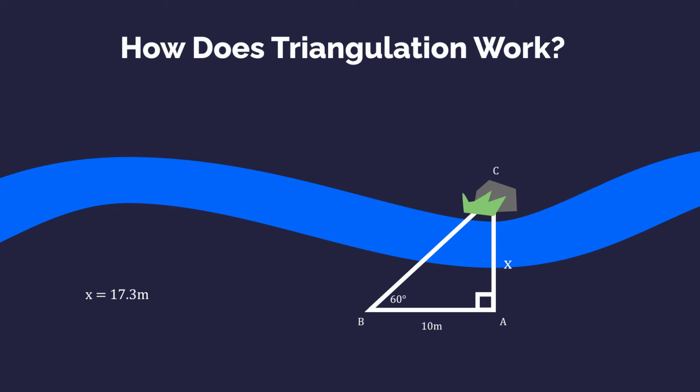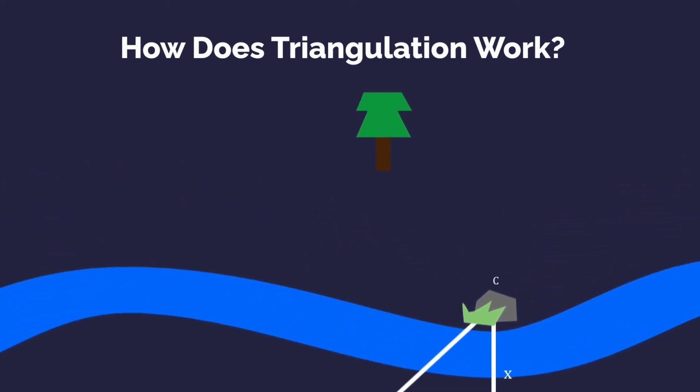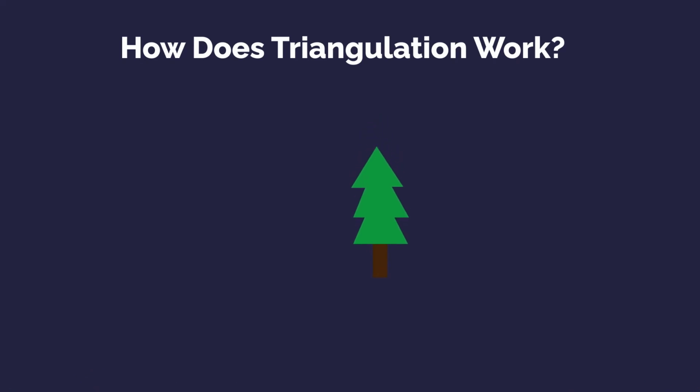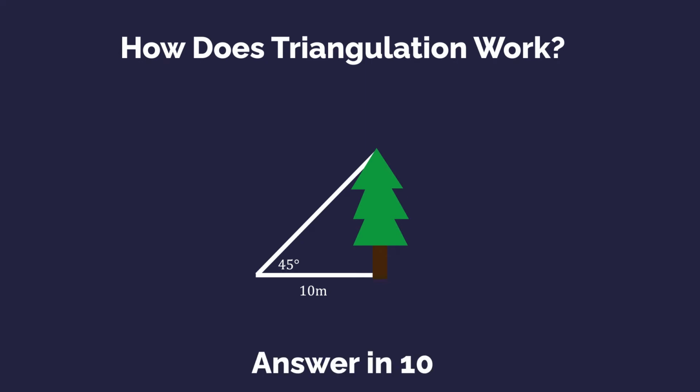Another example is if you want to measure the height of a tree, you can use the exact same principle. You move exactly 10 meters from the tree and measure the angle to be 45 degrees. I'll leave you to pause the video and try this one out for yourself.